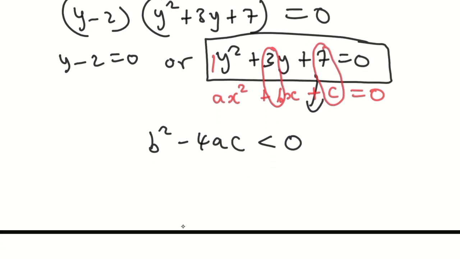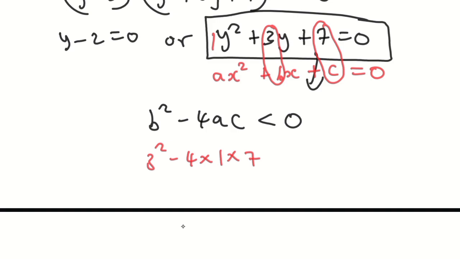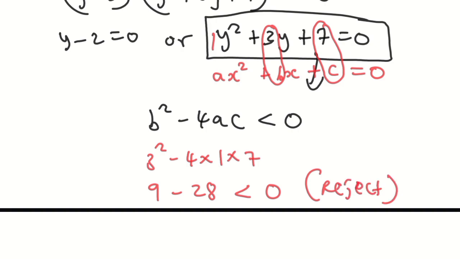7. So let's plug everything here. b is 3, mind you. So 3 squared minus 4ac, which is 4 times a times c. a is 1 and c is 7. Okay. So what is 3 squared? That is 9. Then minus 4 times 1 times 7 is what? 28. So we see that this is less than 0. And we will have to reject it because it's going to give us an imaginary root. So we'll just reject it and stick to this one here.